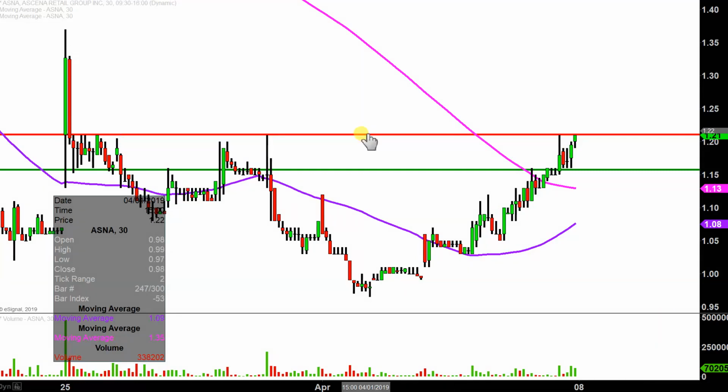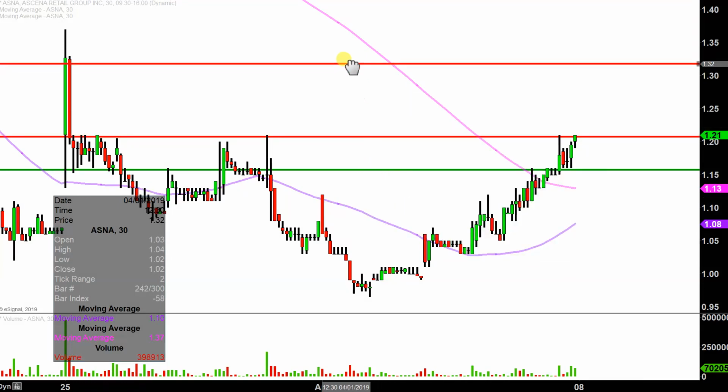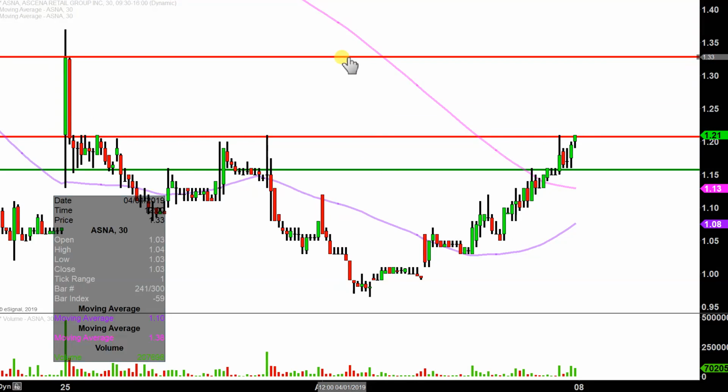If the price can push up through there, that's where the chart gets interesting, as the next overall level of resistance is not until up around the $1.33 mark. So all in all, definitely a very interesting setup going into next week. We'll see how this one continues to play out.